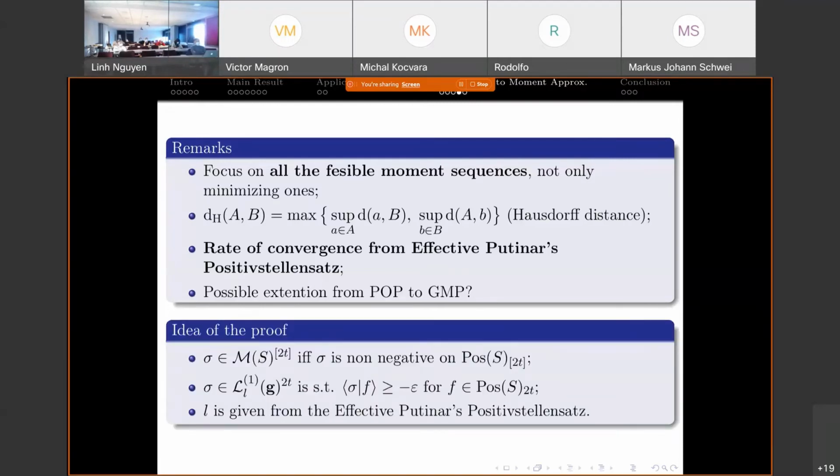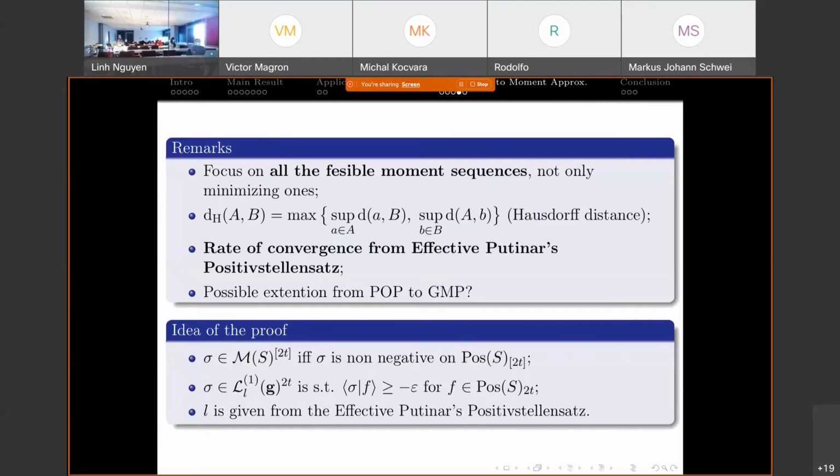So the idea of the proof. We have that a linear function sigma comes from a measure if and only if it is non-negative on positive polynomials. If you look at our positive linear function sigma, our feasible moment sequences, we cannot prove that we have something non-negative, but we can prove that we have something bigger or equal than minus epsilon, for some epsilon. And this happens when you have a level L which is big enough. This level L is given by the effective Putinar Positivstellensatz.